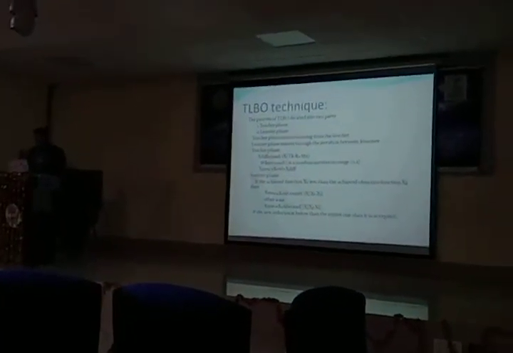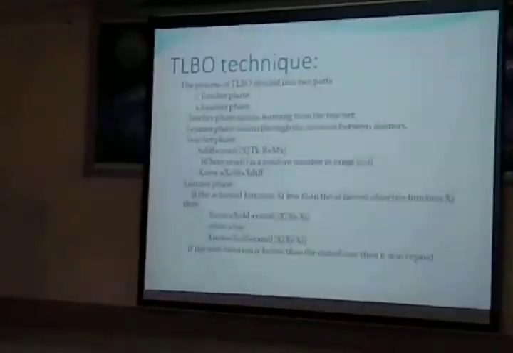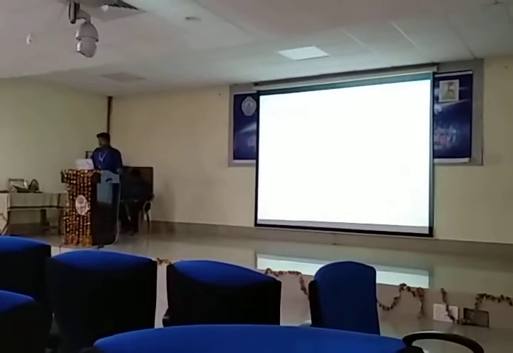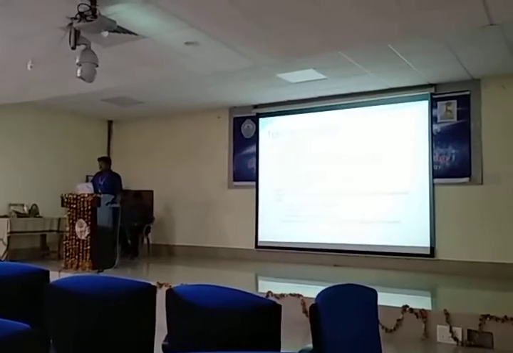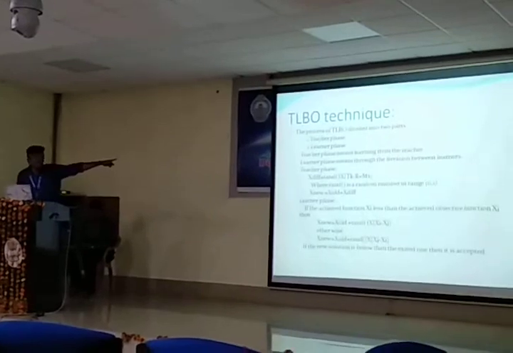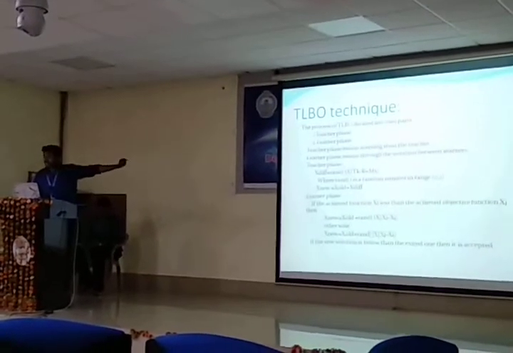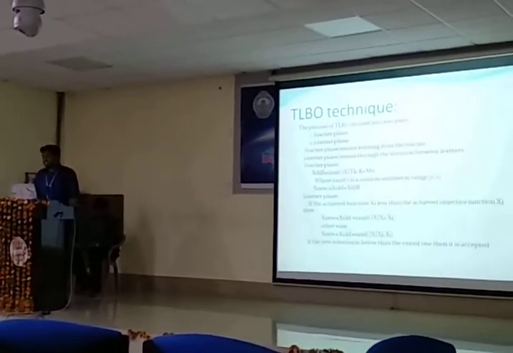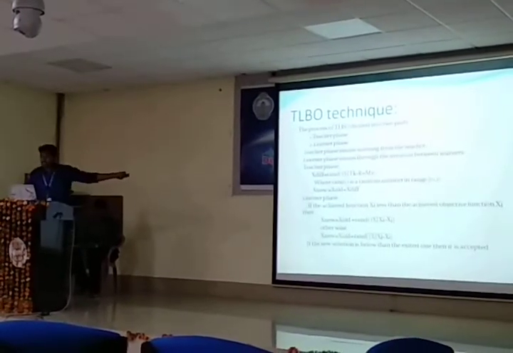This is a nature oriented type. It is mainly divided into two parts: the first one is the teacher phase and the second one is the learner phase. If you consider a classroom, there are a number of students. They have to gain knowledge from the teacher. This is the first phase. Teacher phase means learning from the teacher. The second phase is the learner phase, in which the students interact among themselves. This is the second phase of learning the knowledge. This is then implemented in the power system.